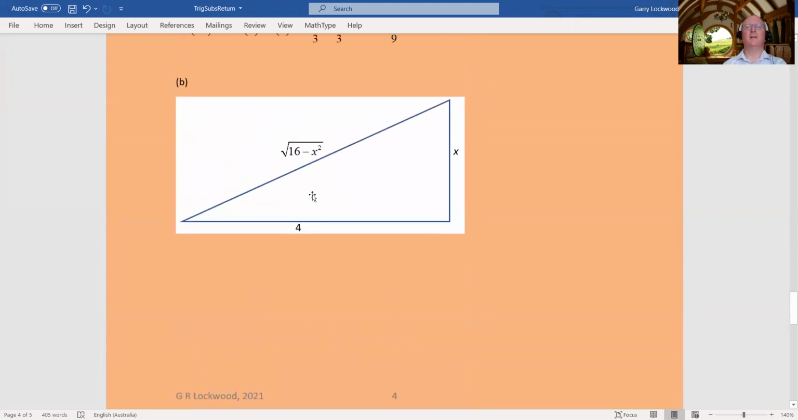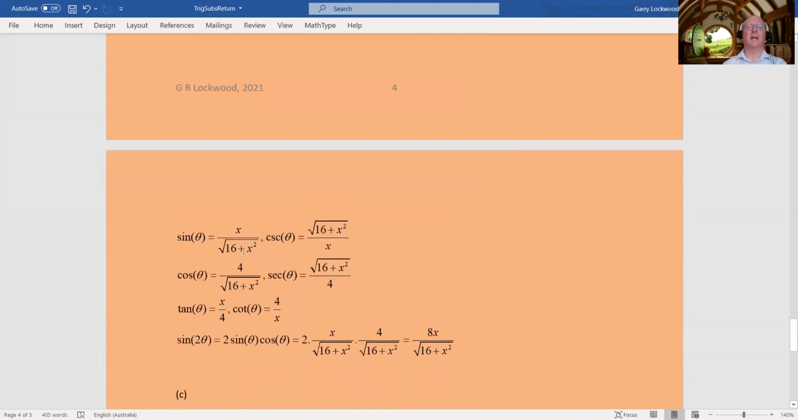There's my second triangle. Again, the sine theta is going to be x over the square root of 16 plus x squared. Cosec theta, I'm going to flip that. Cos theta is this, and so the sec theta is, again, you just turn that upside down. Tan theta is x over 4. Cot theta is 4 on x. And again, sine 2 theta is 2 sine theta cos theta, which is one of these. So again, just simplify that.